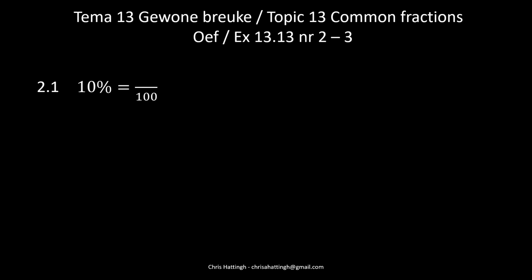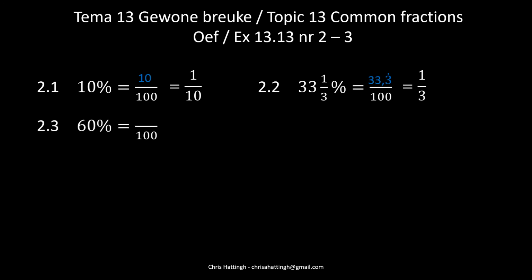13.13, number 2, they tell you there to convert these percentages to common fractions. Percentage is a common fraction that is over 100. So 10% will be 10 over 100, and then you just need to simplify it. It will be 1 over 10. 33 and a third percent over 100 will be 33,3 over 100, and that will simplify to a third. 60% will be 60 over 100, and that will be 3 over 5.